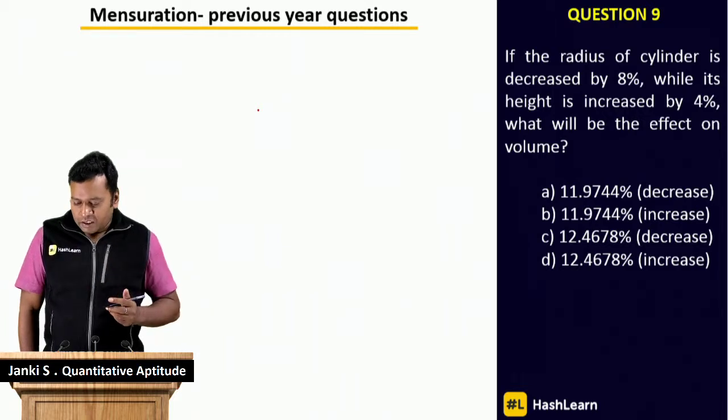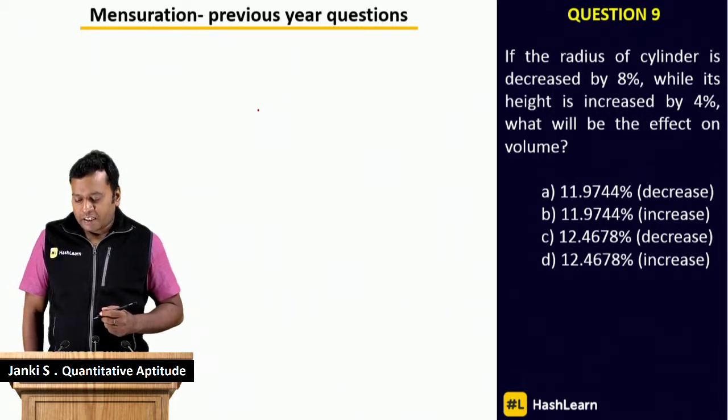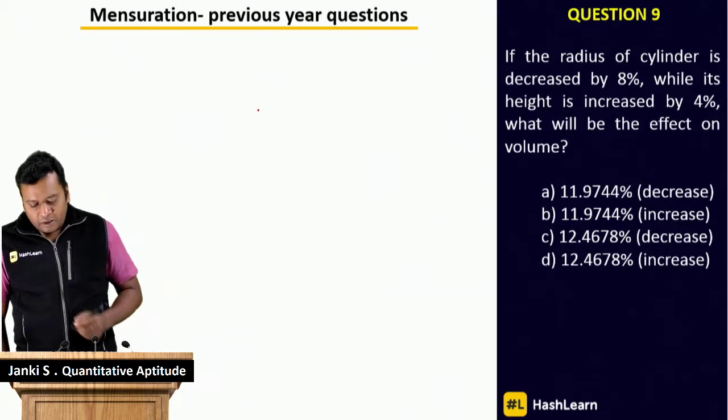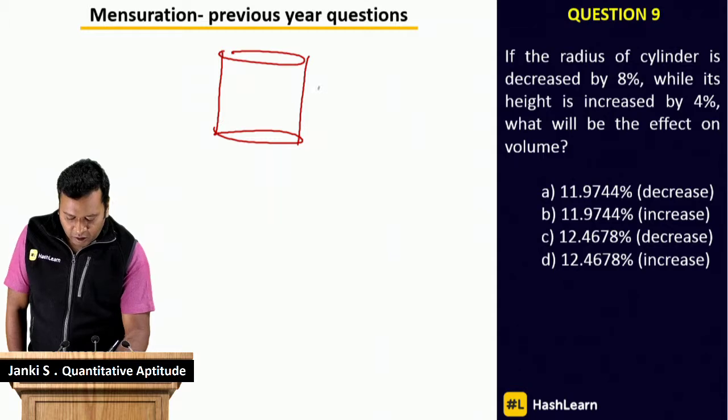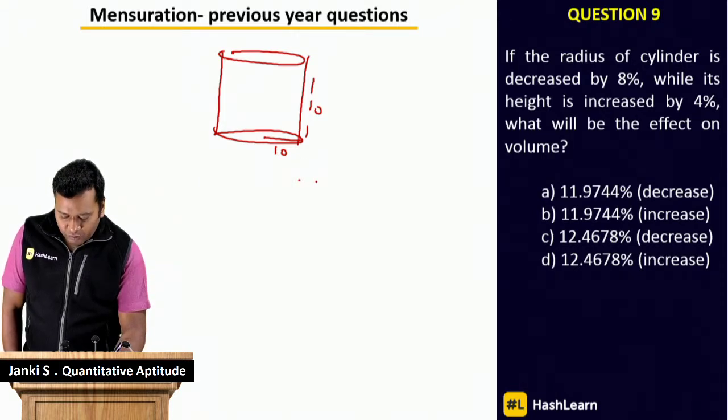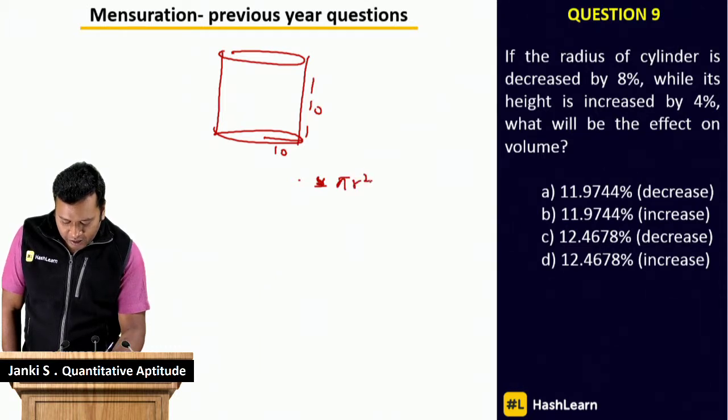If the radius of the cylinder is decreased by 8% while the height is increased by 4%, what will be the effect on the volume, right? So I have a cylinder available. Assuming height is 10 and the radius is also 10 for the time being, right? So my volume is pi r square h. Initially it's pi into 10 square into height, which is 10.